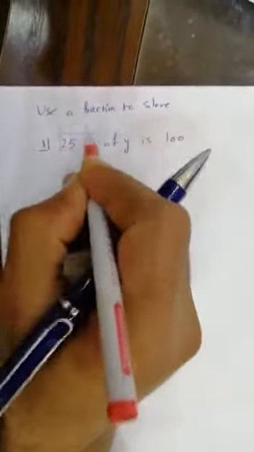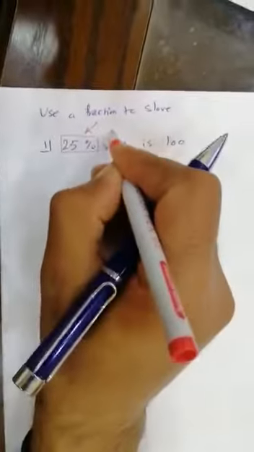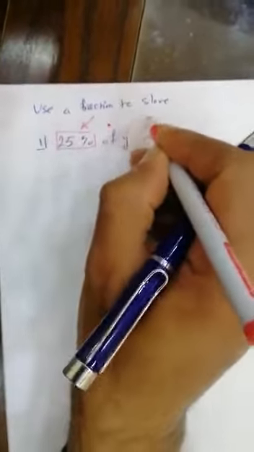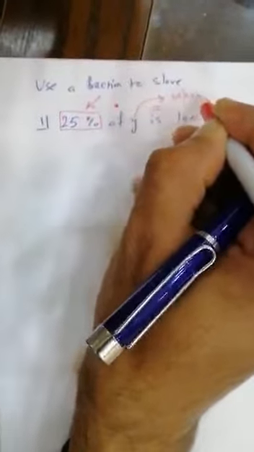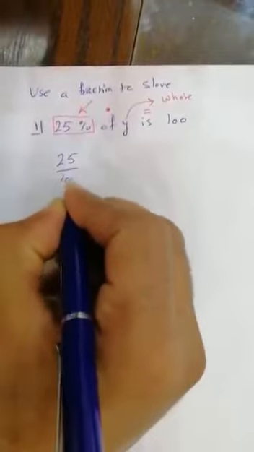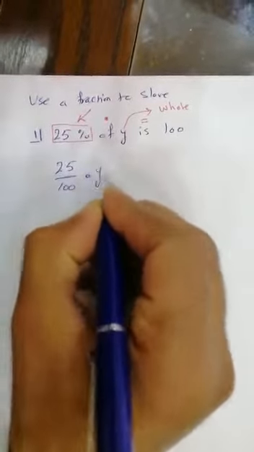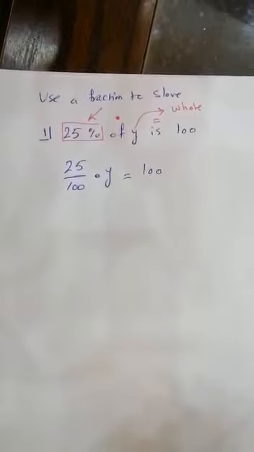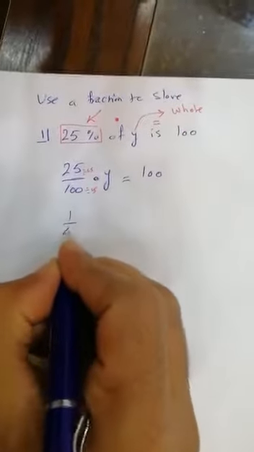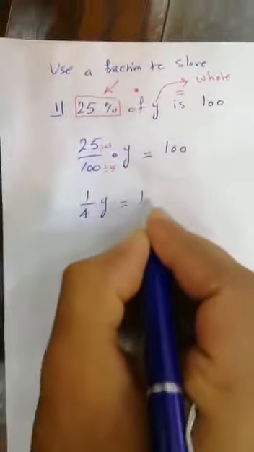Again, guys, now we want to write the 25% as a fraction. "Of" means multiply. y represents the whole number. Then we say 25 out of 100 multiplied by y equals 100. Before we start, we simplify the fraction by dividing by 25 and 25. It equals 1 out of 4 y equals 100.